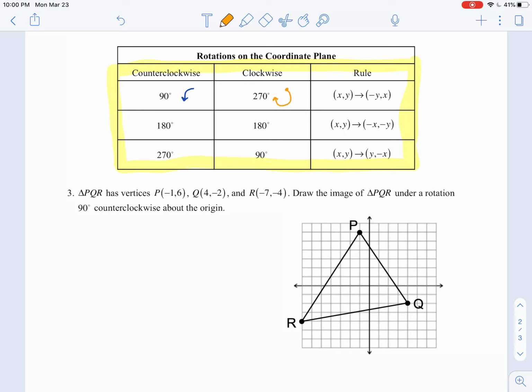A 90 degree counterclockwise rotation, or 270 degree clockwise rotation, follows the rule where the coordinates of your figure switch and the new x coordinate becomes negative. So the rule for the first one here shows you each point, (x, y), changes to (negative y, x). So your new x value is negative, and then the new y value is your old x.